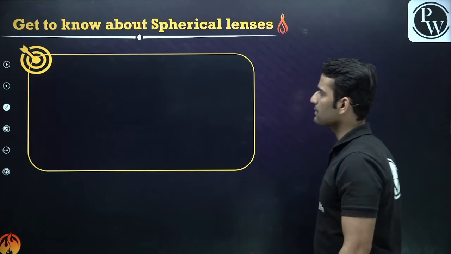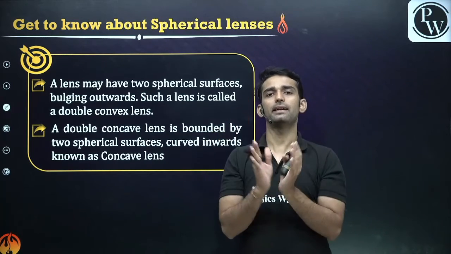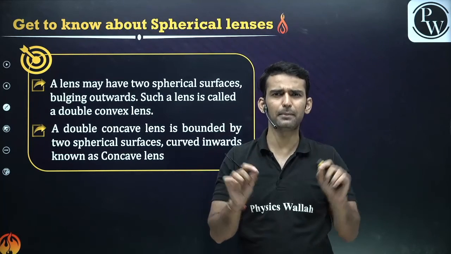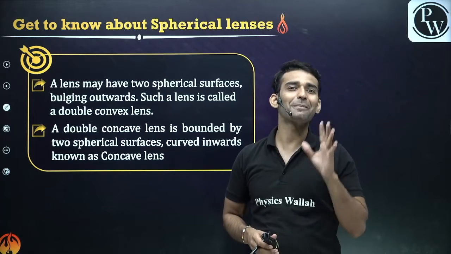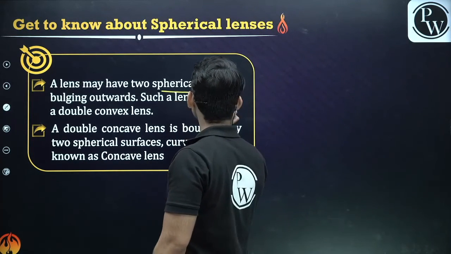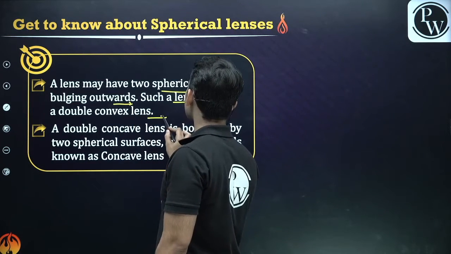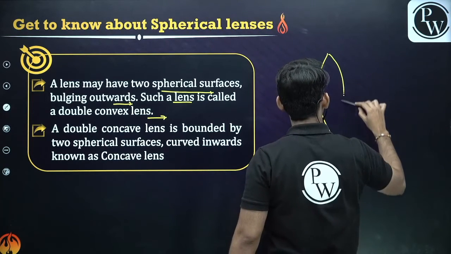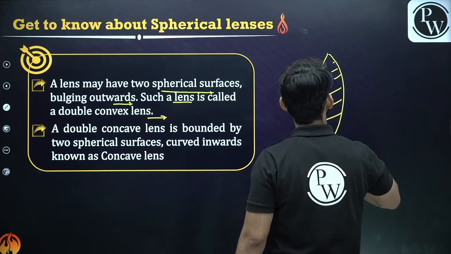Guys, what are lenses? Basically, if you find any transparent material bounded by two surfaces, that transparent material forms the lens. A lens may have two spherical surfaces bulging outwards. Such a lens is called a convex lens. Suppose I take two surfaces bulged outward and fill some liquid in between, this will form a convex lens.